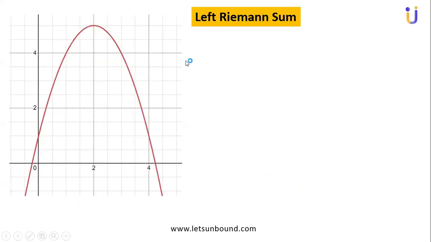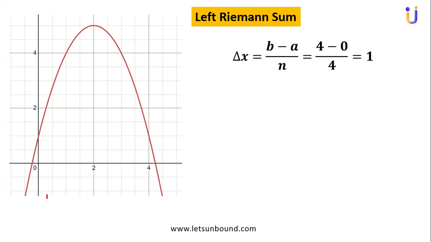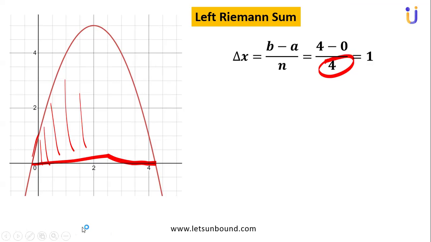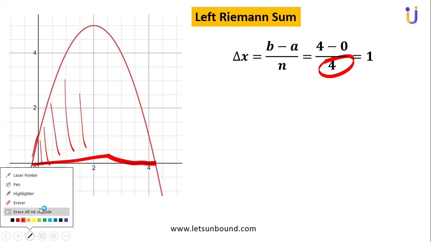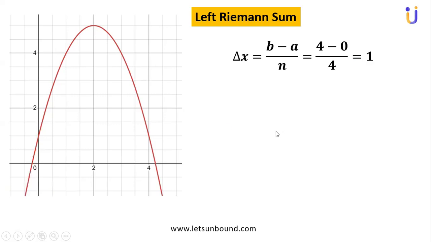Left Riemann sum. The same del x will be used whatever sum you're doing. So del x is here. We need to find the area of this thing between x and y. So we need to make rectangles, and we are making 4 rectangles over here. If you make more rectangles, like subintervals, you will get a better approximation.